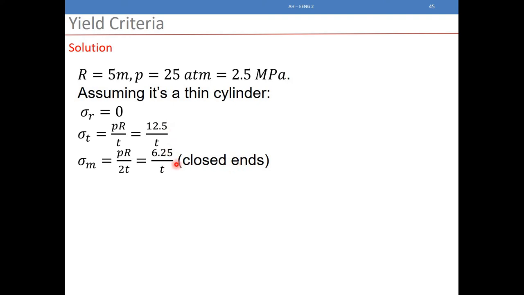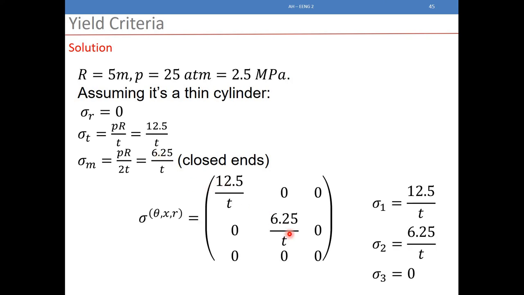Because it's a closed end, we have this. If it was open end, this sigma m, or sigma x, that we call the same, would be equal to 0. So here we have the three stresses. If we want to build the state of stress, we will have it like this. We said we don't have any shear in the case of a thin cylinder. So these are the three principal stresses.